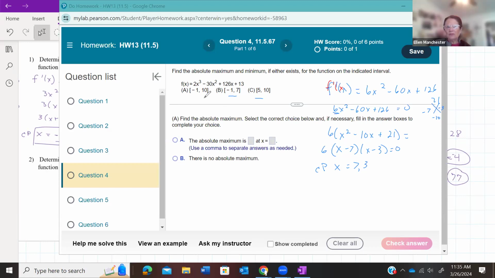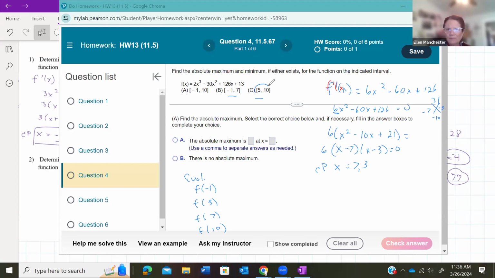The only thing that changes is my endpoints. So now I'm going to evaluate when x is -1, when x is 3, when x is 7, and when x is 10. Okay, I always make sure that my critical points are within my domain. Okay, they always have to be within the domain.